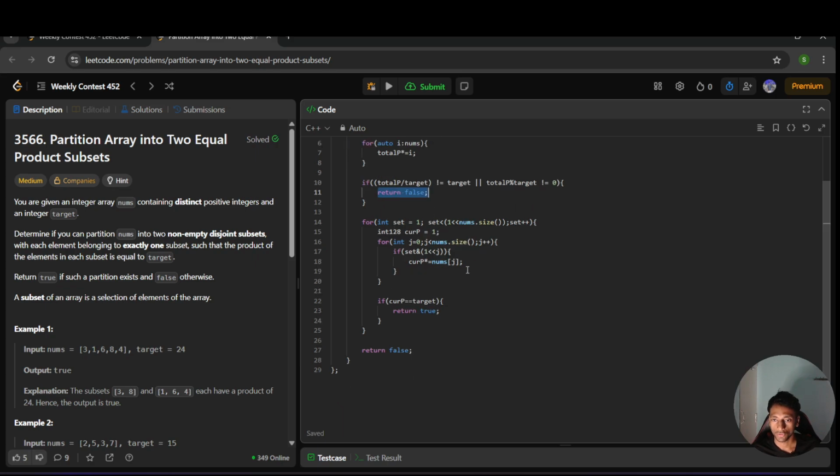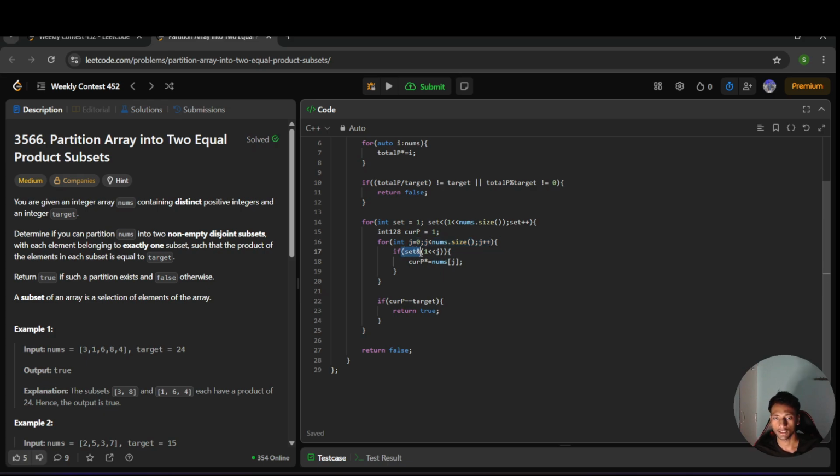Got it? Else I have to generate all the possible subsets, only one subset, and then check whether the product of this subset is equal to target or not. So our set will start from 1, and the value can be from 1 to less than 2 to the power n minus 1, with set plus plus. For the current product, initially it will be 1, and I am iterating over all the numbers, so j goes from 0 to n minus 1. I'll check the current bit, meaning the 0th bit, first bit, second bit, like this. I will check all the bits.